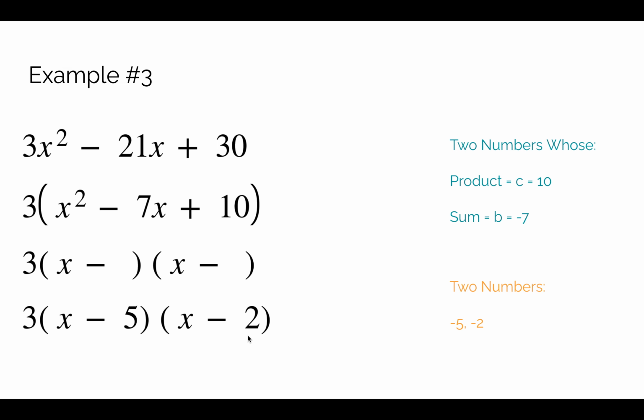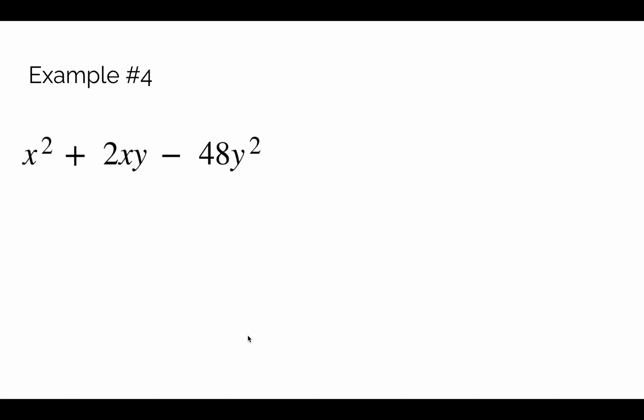And finally, our fourth example, x squared plus 2xy minus 48y squared. Here, we're looking for two numbers whose product is equal to negative 48 and whose sum is equal to 2. Before we find out the two numbers, let's first determine the signs in each of the two brackets. We need to find two numbers that when you multiply them together, give you a negative number. And the only way that works is if one of them is positive and one of them is negative.